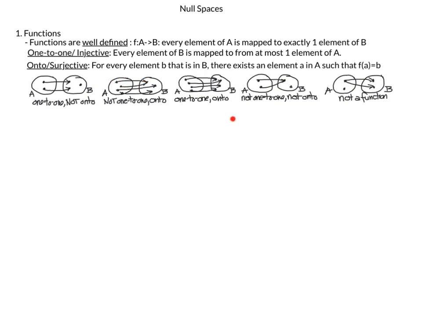Here we have something that is also onto. I have drawn 4 elements of B, and presumably those are all the elements in B, and they all have something from A mapped to them.